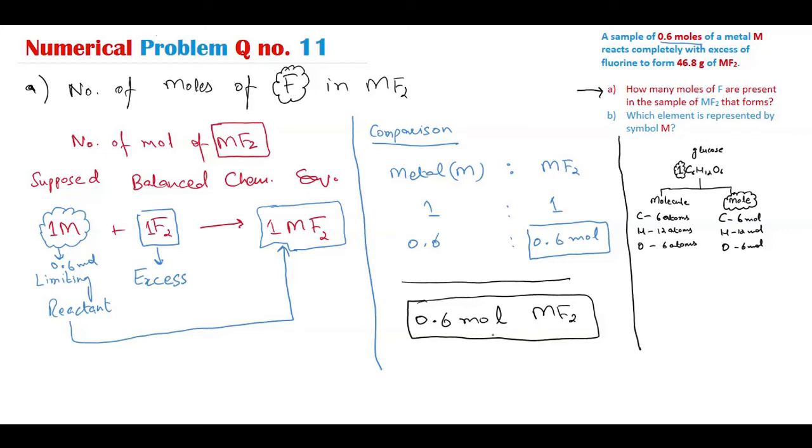From this 0.6 mole of MF2 we can determine the number of moles of fluorine present in it. And for this purpose we are going to use the concept which I told you in the beginning of this lecture. Okay, let's move on and see how we can determine the number of moles of fluorine.